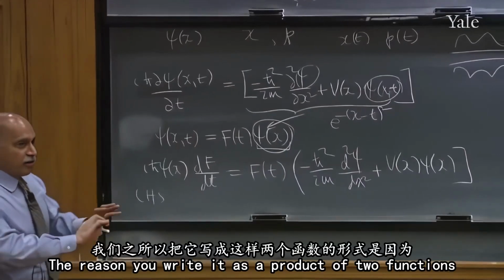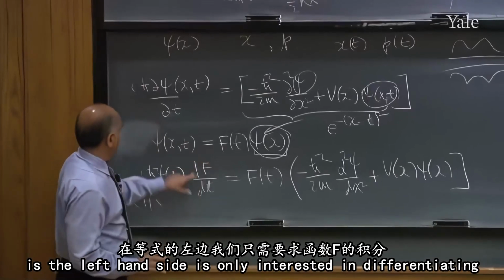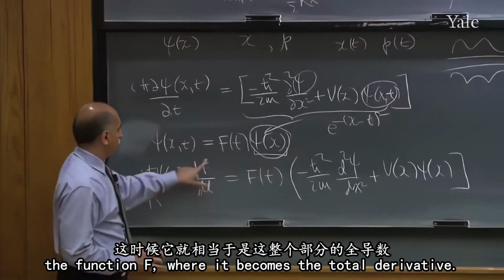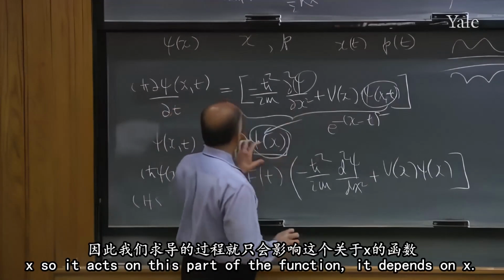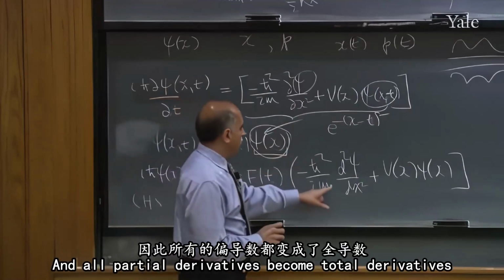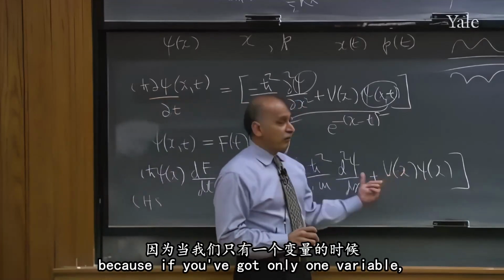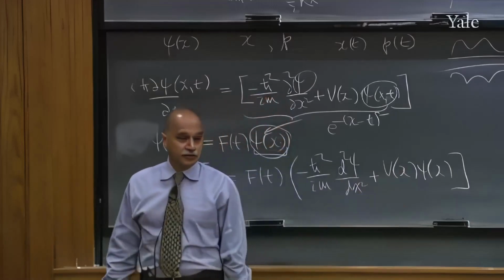The reason you write it as a product of two functions is the left-hand side is only interested in differentiating the function f, where it becomes a total derivative. The right-hand side is only taking derivatives with respect to x, so it acts on this part of the function that depends on x. And all partial derivatives become total derivatives, because if you got only one variable, there's no need to write partial derivatives.